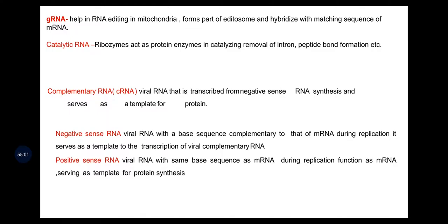Negative sense RNA is the viral RNA with a base sequence complementary to that of mRNA during replication. It serves as a template for the transcription of viral complementary RNA. And positive sense RNA, having the same base sequence as mRNA during replication, functions as mRNA and serves as a template for protein synthesis.